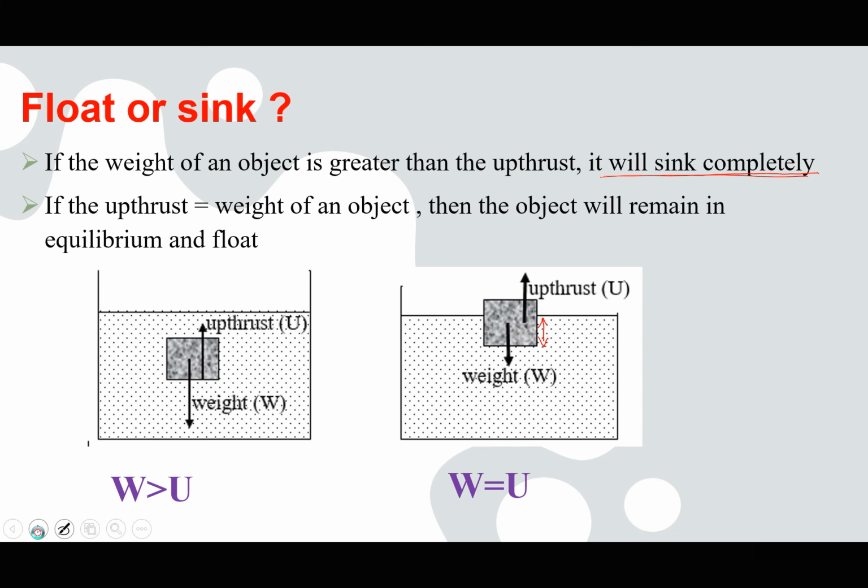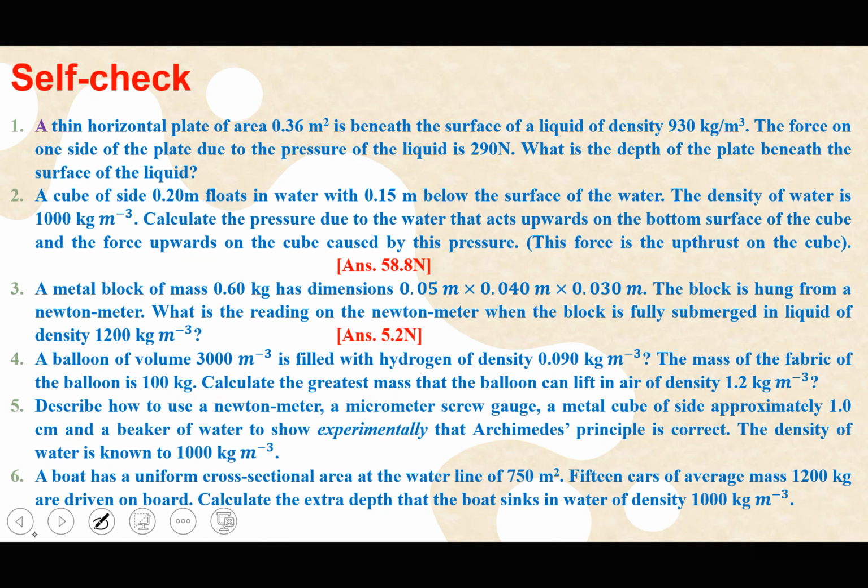To sum up this, I've given you a self-check to think about. A thin horizontal plate of area 0.36 meters squared is beneath the surface of a liquid of density 930 kilograms per cubic meter. The force on one side of the plate due to the pressure of the liquid is 290 newtons. What is the depth of the plate beneath the surface of the liquid? So here they have given you force and density, and they want depth. So the pressure due to the liquid will not be dependent on the area.